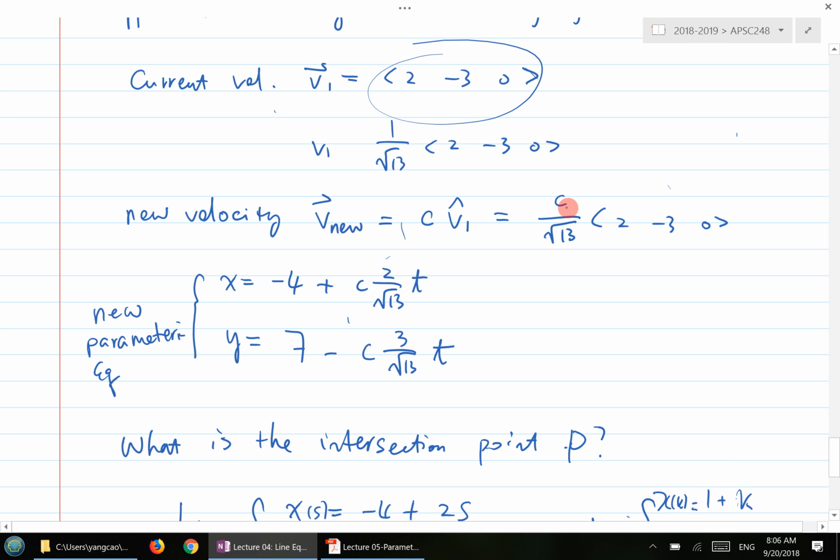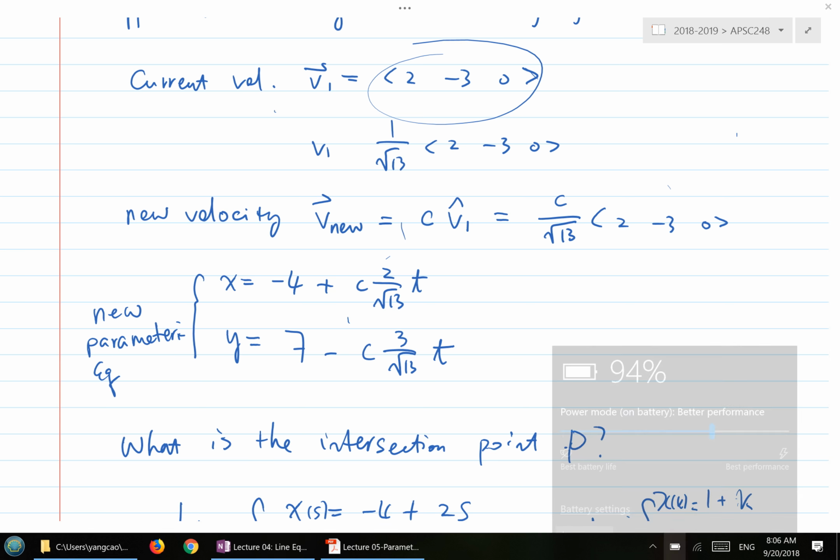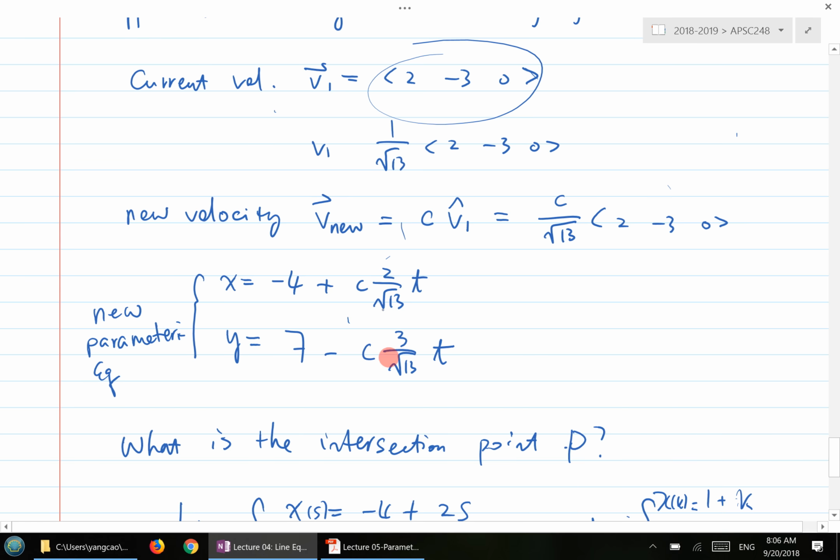And this c value is what we need to find out: at what appropriate value c yields a new velocity vector, and then that new velocity vector will make the cat able to catch the mouse. And plugging the new parallel vector here into the line equation, that's still the same line equation for the cat, but a different profile motion now, right?